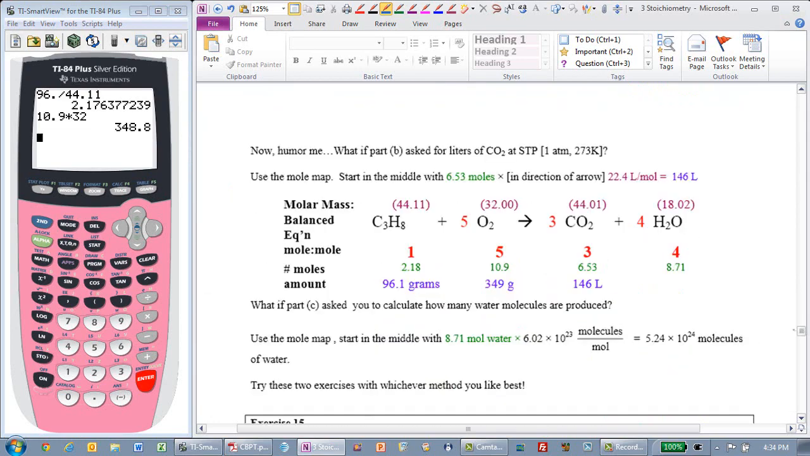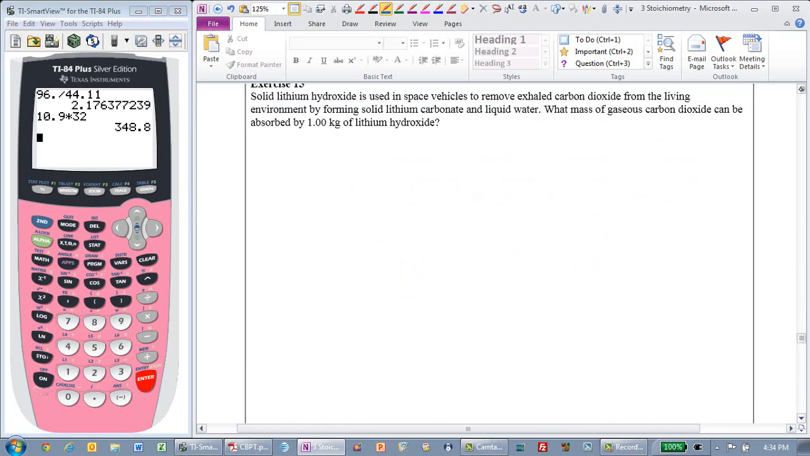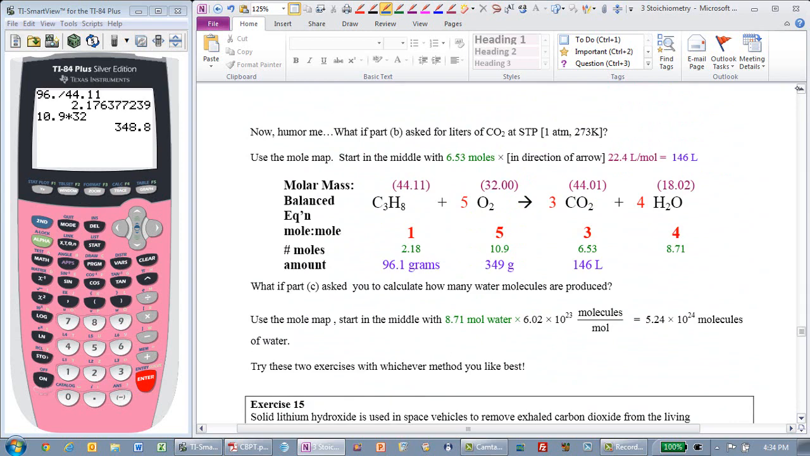So humor me. What if part B turns around and asks you for something, whoa, totally different? Sorry, don't mean to make you dizzy here. What if it asks for liters of carbon dioxide at STP? No problem. I still use the mole map, or what you have memorized is how to deal with moles. I start in the middle of the mole map with 6.53 moles, and I'm multiplying in the direction of the arrow times what it says, which is 22.4.